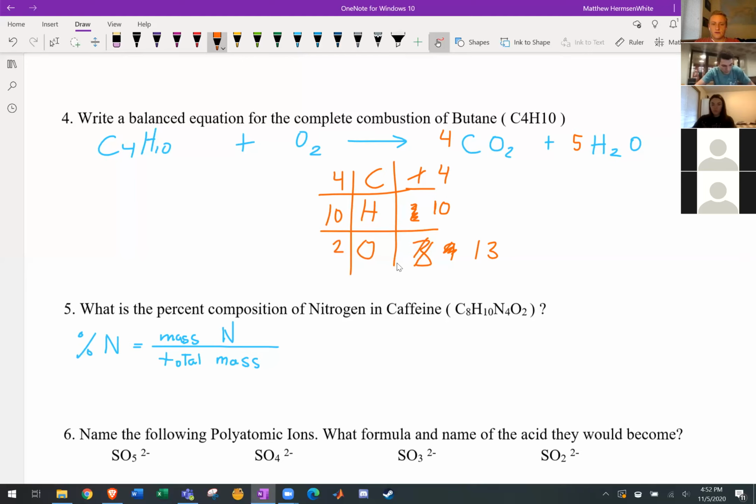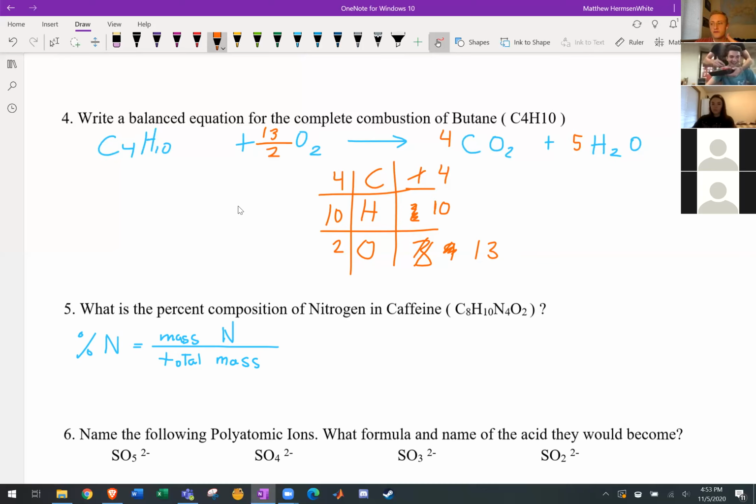All right, so now our last one is the oxygen, which is the simplest one. That's why I usually leave that for last. So we have 13 oxygens, and the problem is they come in pairs. So there's 2 of them here. So we have 13 oxygens, but they come in pairs. So what I like to do is divide by 2.